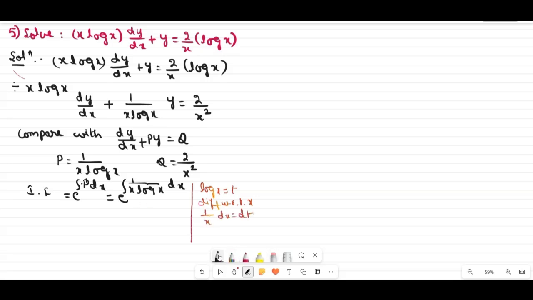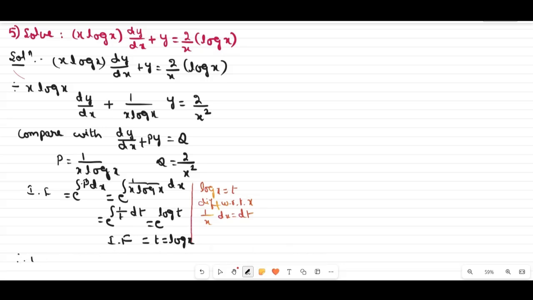So the given problem can also be written as e to the power of integral of 1 by x dx, which we can replace as dt, and 1 by log x can be replaced as 1 by t. So e to the power of integral of 1 by t dt. The integration of 1 by t, as you know, is log t, so e to the power of log t is equal to t. E power log will vanish, only t will remain. T is log x. So this itself is the integrating factor. So now let us find out the solution.